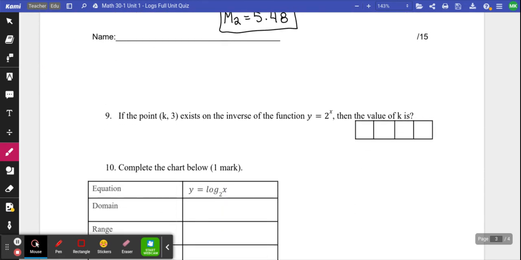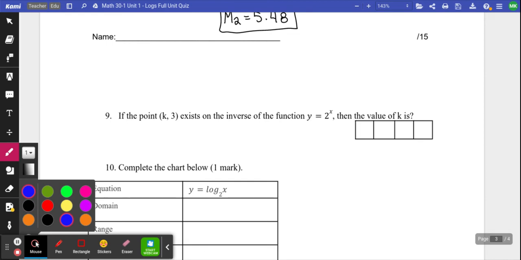Number 9. If the point k, 3 exists on the inverse of a function y equals 2 to the power x, find the value of k. Okay, so they give you a lot here. The point k, 3 means they gave you an x value and they gave you a y value. It exists on the inverse of this function. So it's not on that function, it's on the inverse of it.